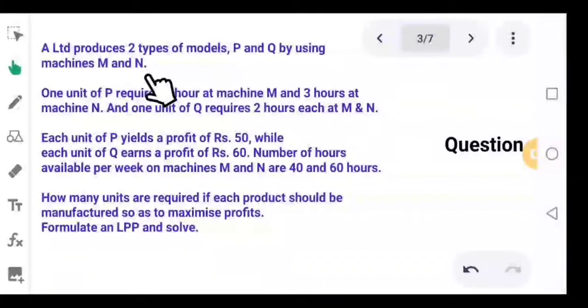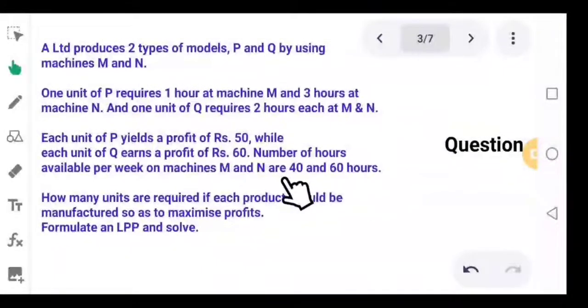Every restriction becomes a constraint. Because if this restriction was not there, then there would have been no time constraint. If they had not told us that only 40 hours you should spend at machine M and only 60 hours at machine N, I would have spent 200 hours, 300 hours, and I could just keep producing as much as I want. But there's a constraint here.